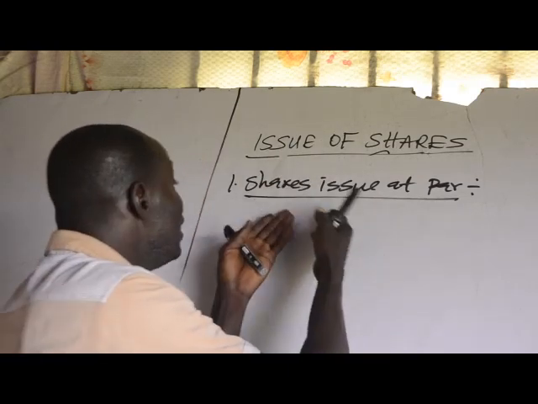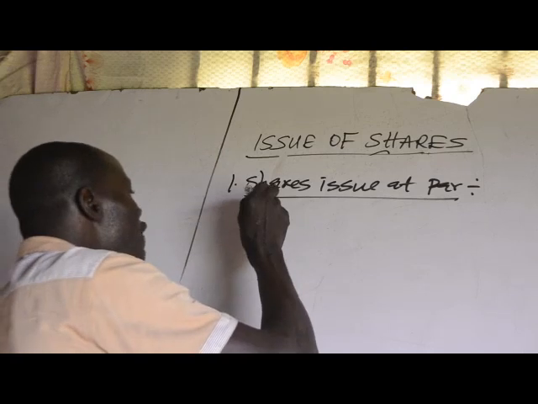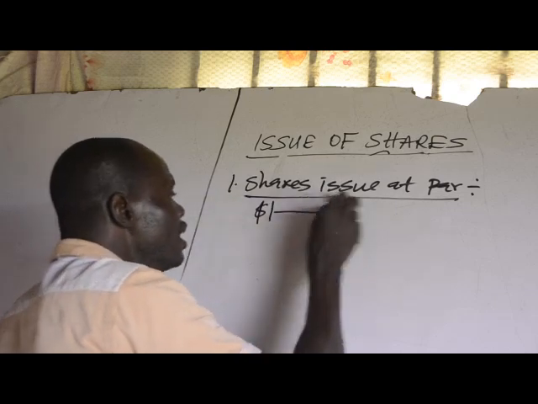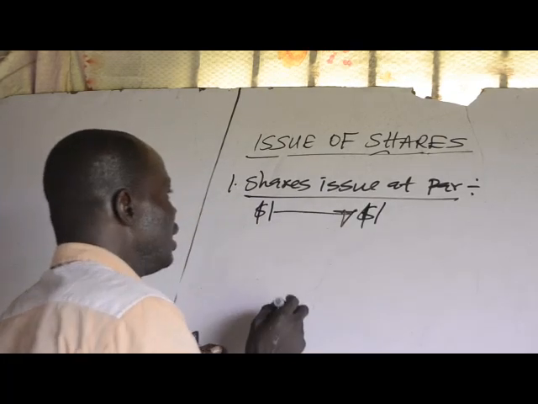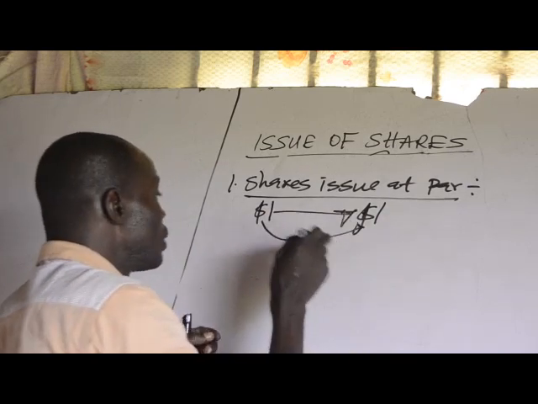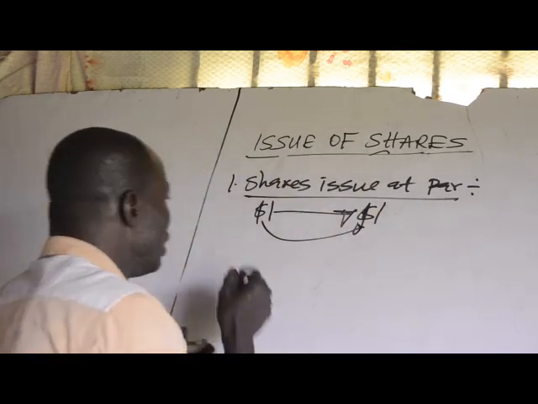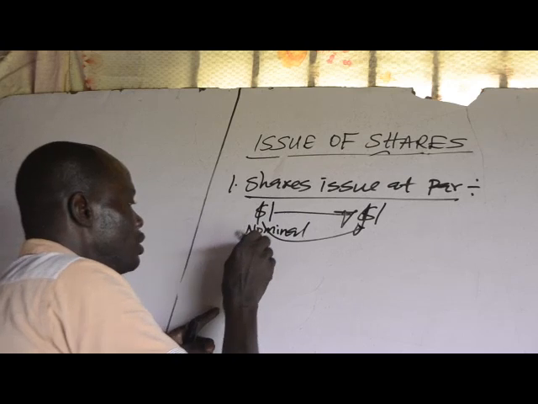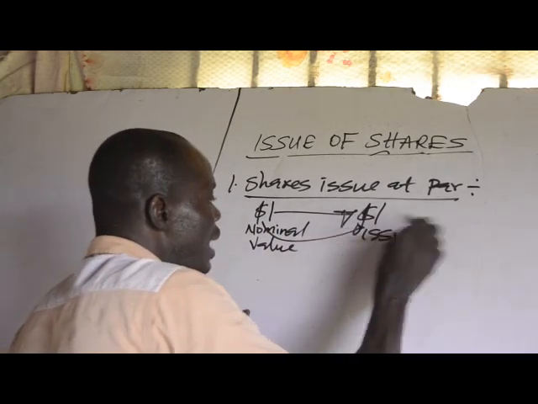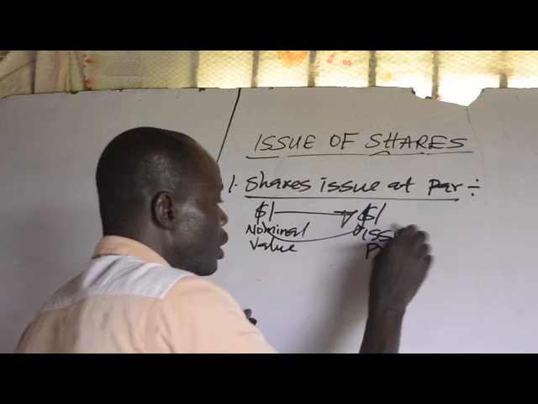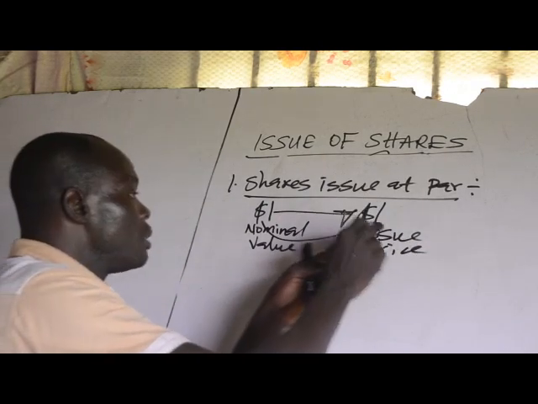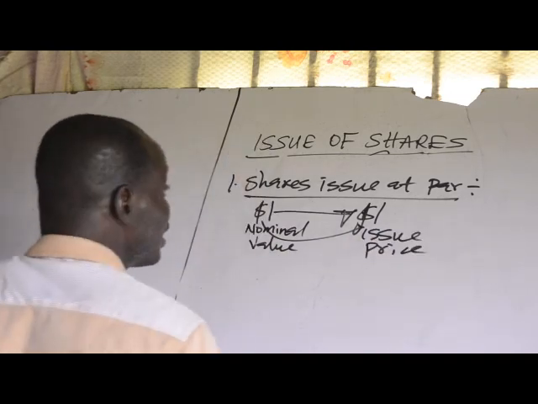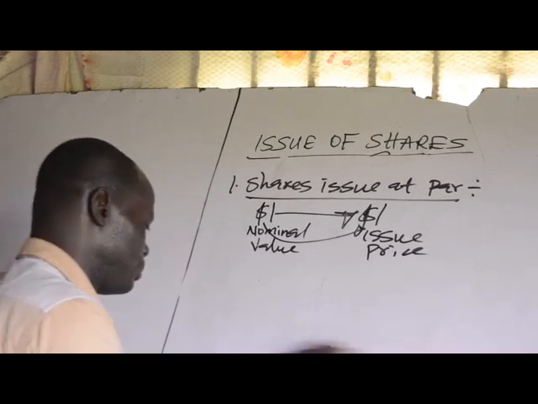The nominal value of the share is its face value. If a share of $1 is issued at $1, this type of issue is said to be made at par. This is the nominal value, and the issue price is also $1. Where the nominal value and the issue price of the shares are the same, that type of issue is said to have been made at par.